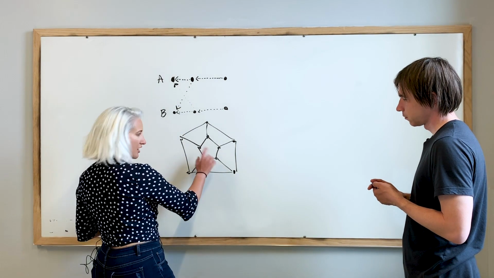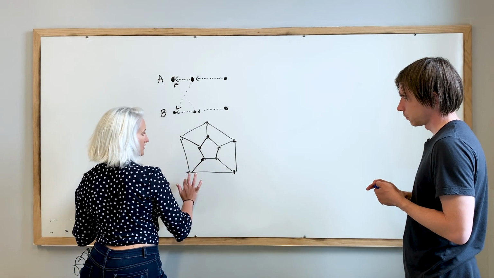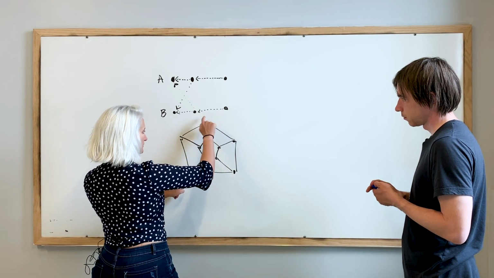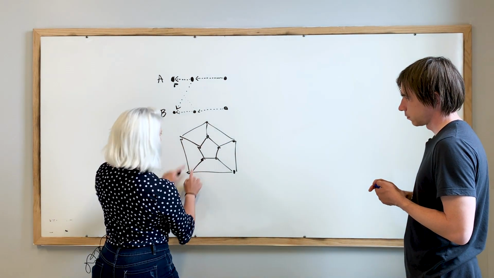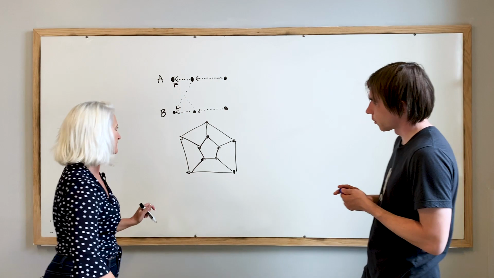Each node talks to 3 peers. But the shortest path between any two nodes is, I think, 2 hops. It might be 3 hops. 1, 2, 3. Yeah, 3. So which one would be 3? Oh yeah, this two is 3, right?